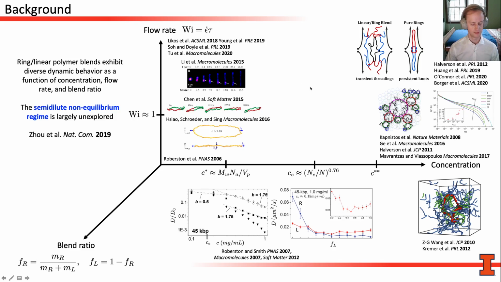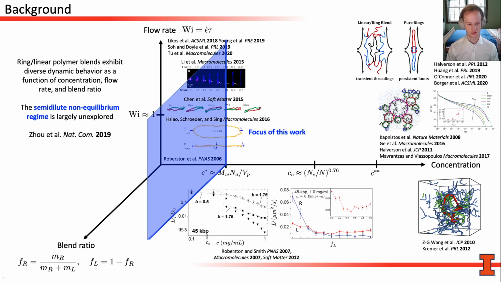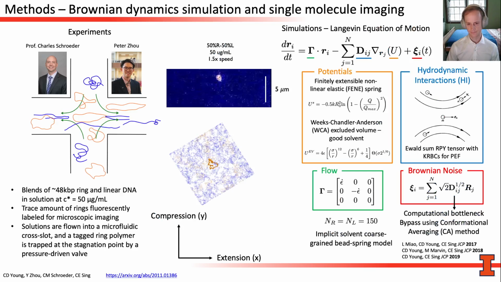There's really primarily one study here that's been done by our collaborators, Peter Zhu and Charles Schroeder, on trace ring polymers in a semi-dilute linear background at the overlap concentration for varying Weissenberg number in planar extensional flow. Now, the goal of this project is to extend that out to varying blend ratios and also to use molecular simulations to try and understand what is the driving force for ring dynamics there.